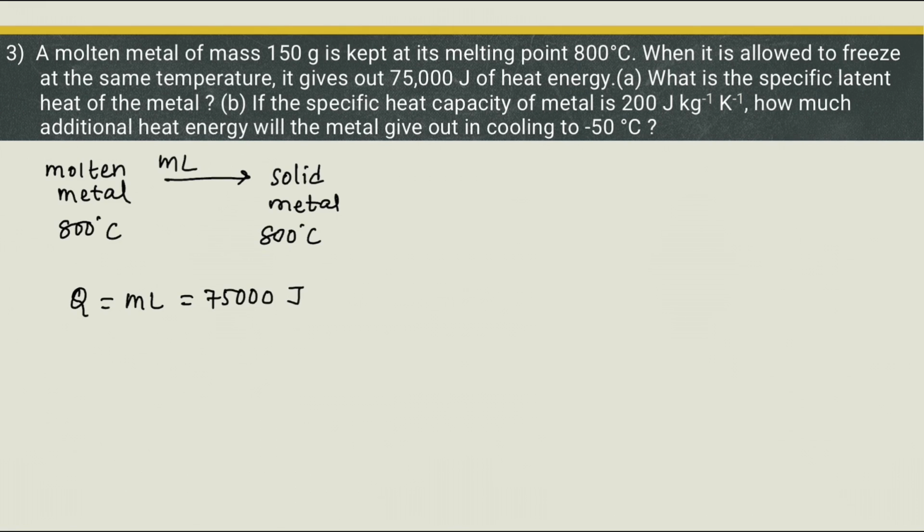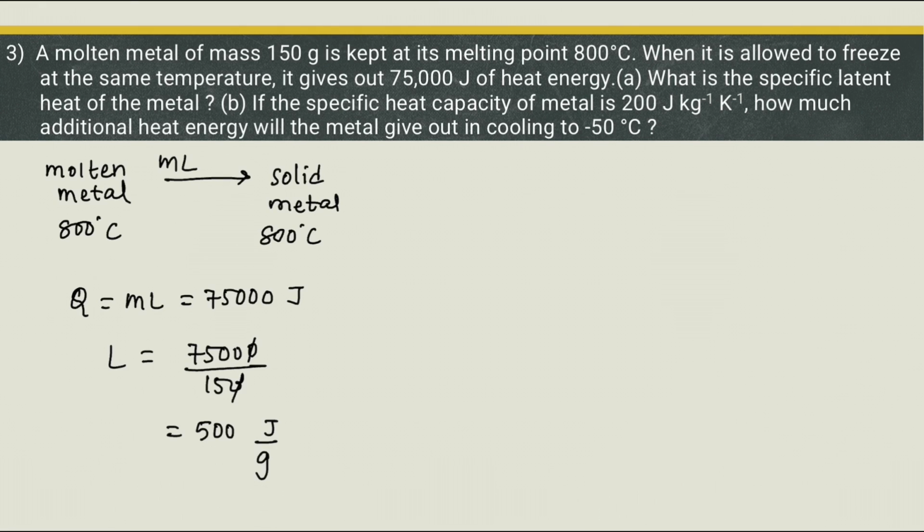What is the specific latent heat of metal? So we can use this ml is equal to 75,000 to calculate L. L is equal to 75,000 upon mass is 150. So that answer is 500 joule per gram.